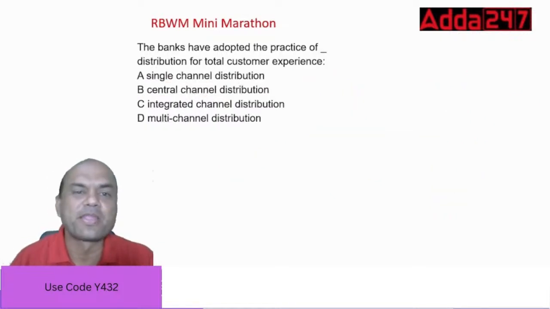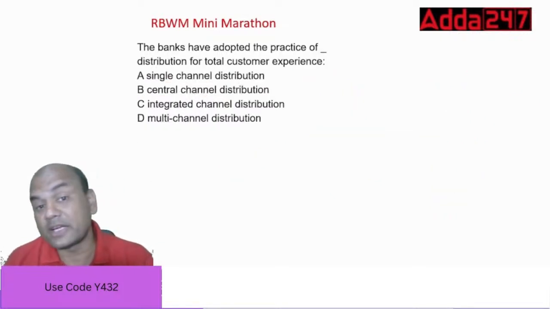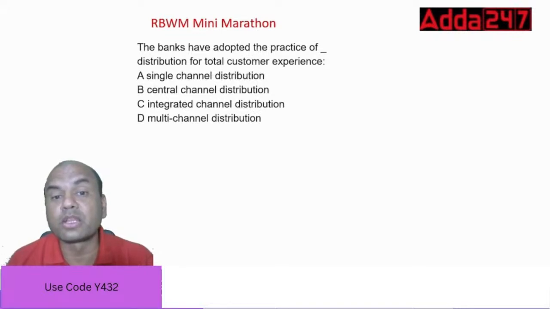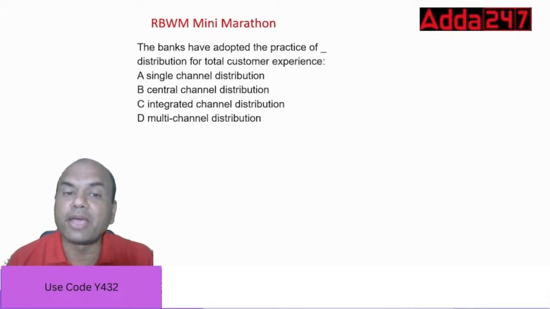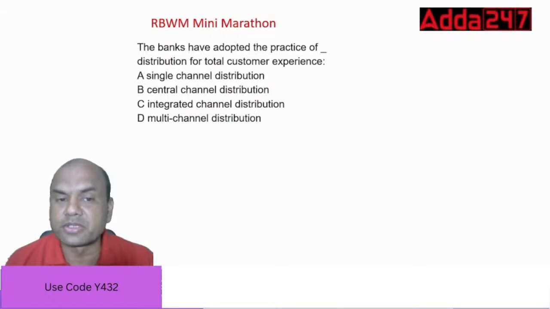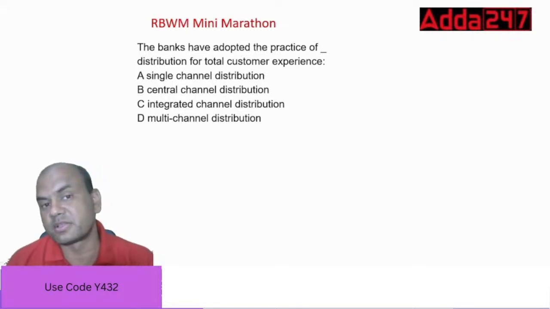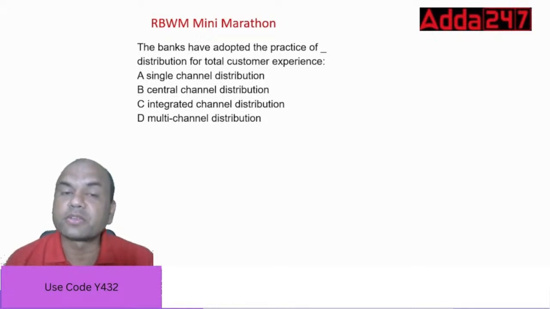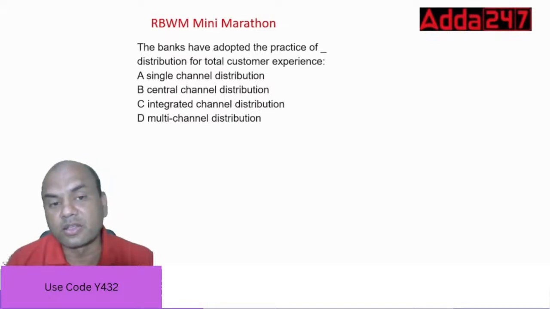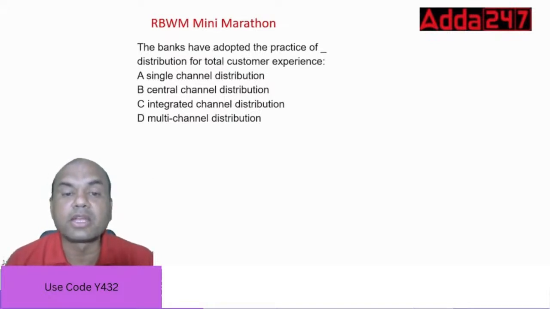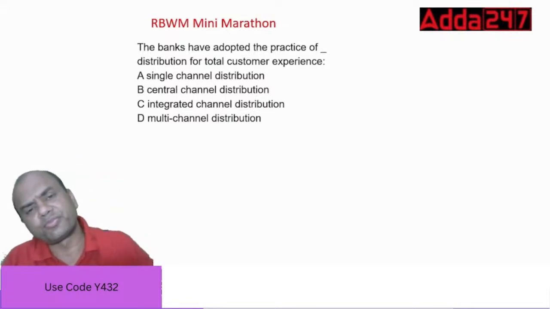Okay. So, the bank has adopted the practice of distribution of total customer experience. Means banks have adopted the practice of dash. Means what practice? Single channel distribution, central channel distribution, integrated channel distribution, and multi-channel distribution. So banks have adopted the practice of what? Do we sell only via single channel or central channel or integrated channel or multi-channel?